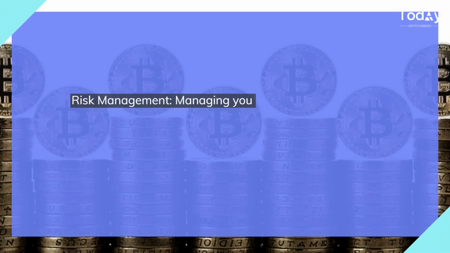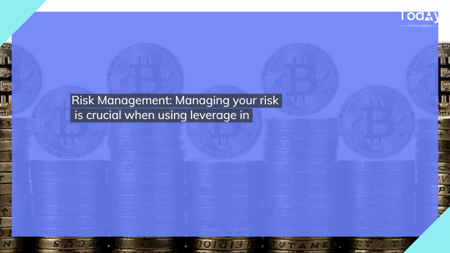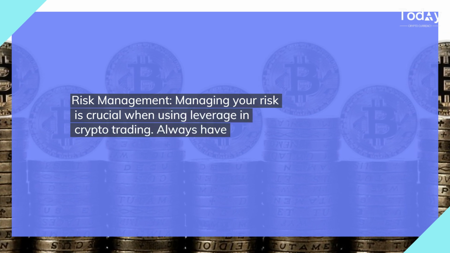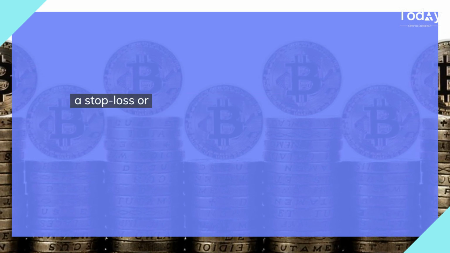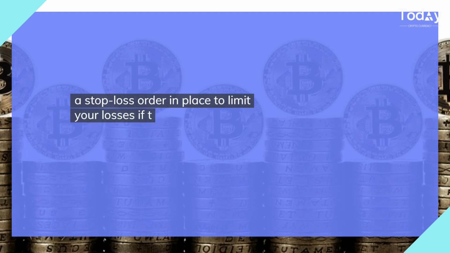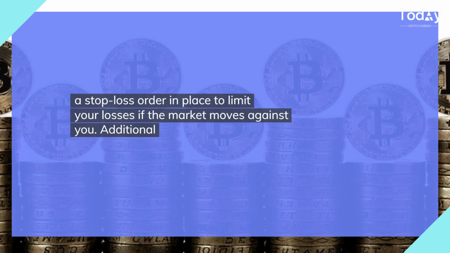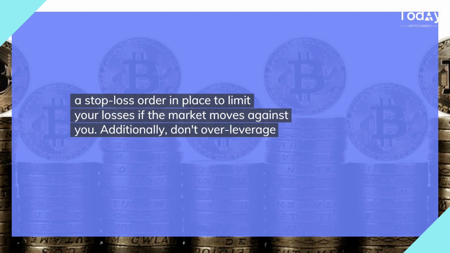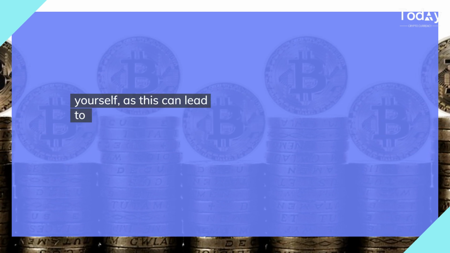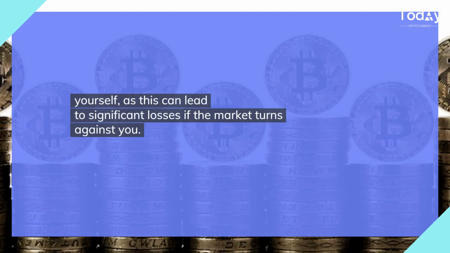Risk management. Managing your risk is crucial when using leverage in crypto trading. Always have a stop-loss order in place to limit your losses if the market moves against you. Additionally, don't over-leverage yourself, as this can lead to significant losses if the market turns against you.